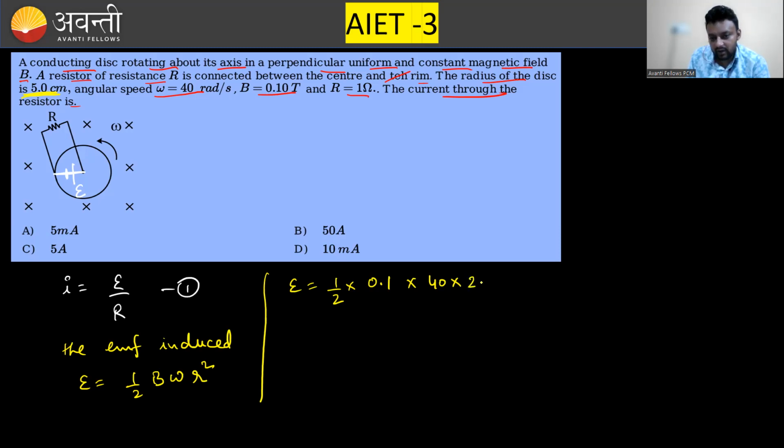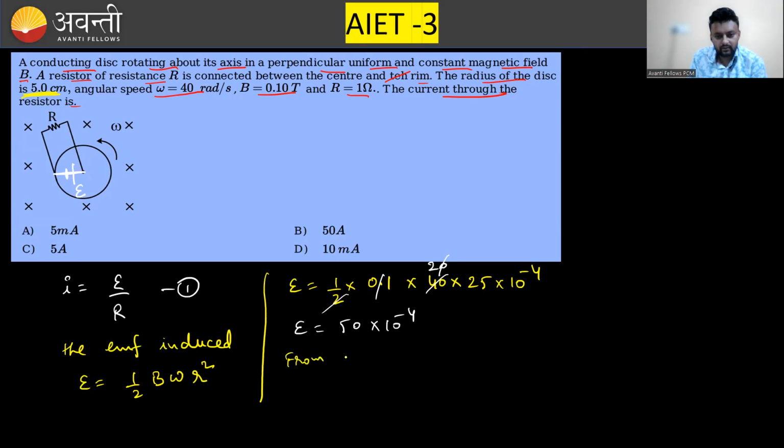If you square it, it will become 25 into 10 raised to the power minus 4. Half B omega R square. You can simplify it, and it can be written as 20. From this 0, decimal can be cancelled. So it will be 50. EMF will be 50 into 10 to the power minus 4. This is EMF. Clear?